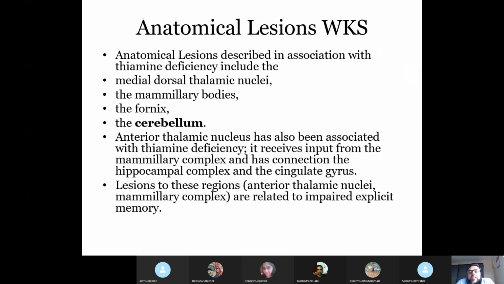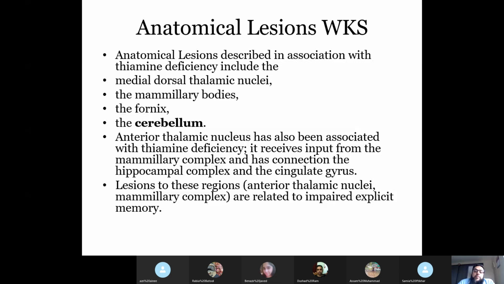So anatomical lesions will be described in association with thiamine deficiency. The medial dorsal thalamic nuclei and mammillary bodies can be atrophied, can be damaged. And the greater the mammillary body damage, the less reversible it becomes, because it's a kind of visible structural damage. It is found in Korsakoff syndrome.